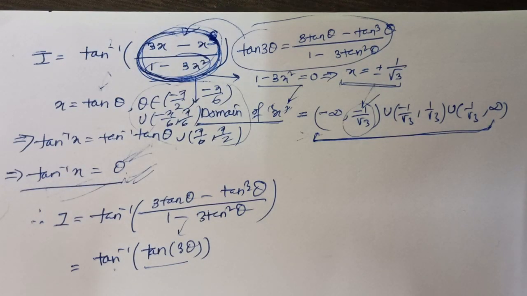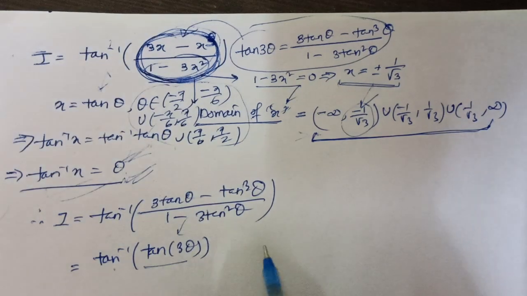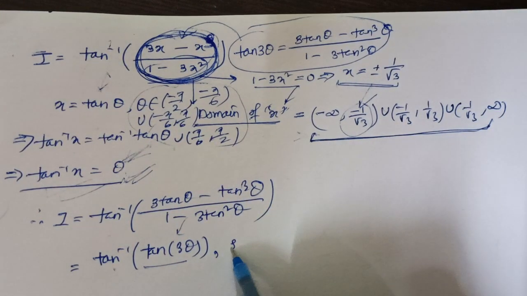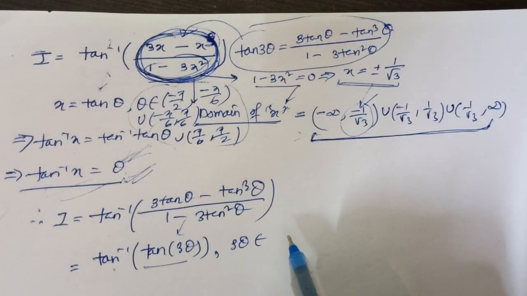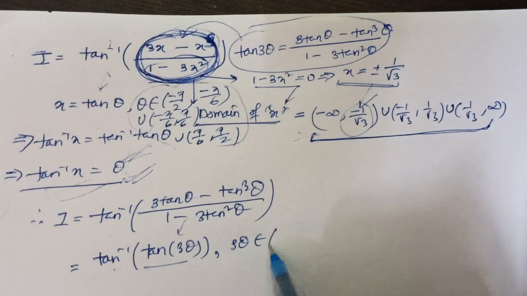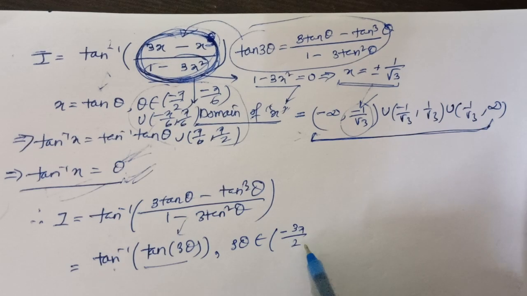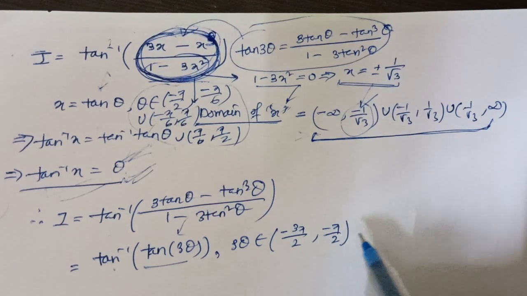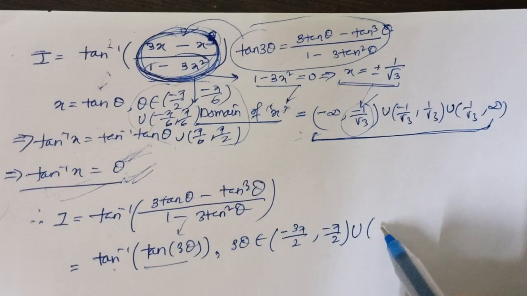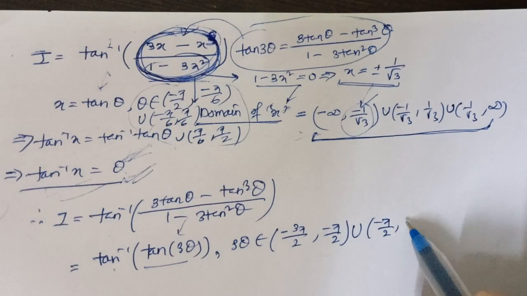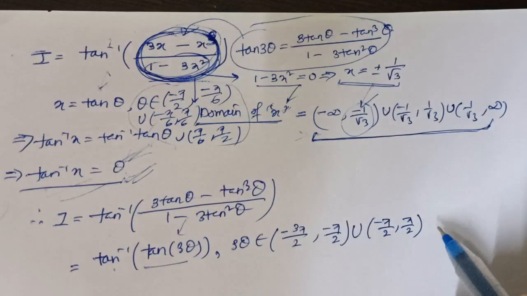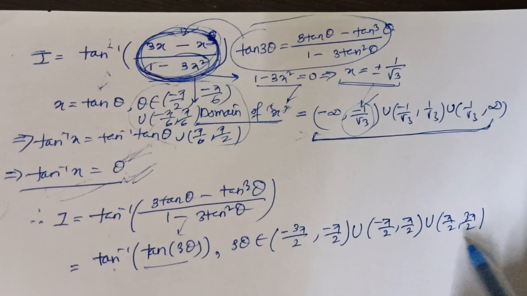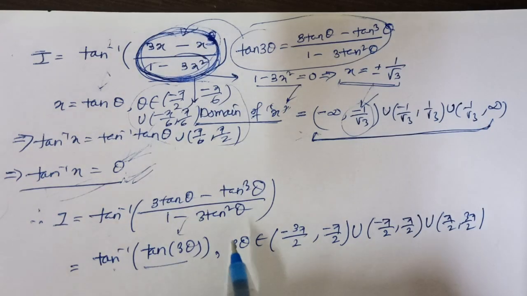now if theta belongs in the given interval, then 3 theta will belong in the interval. You can write the interval here from negative 3 pi by 2 to negative pi by 2 union negative pi by 2 to pi by 2 union pi by 2 to 3 pi by 2. This is going to be in the interval.